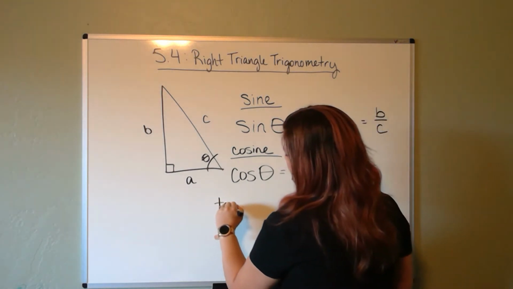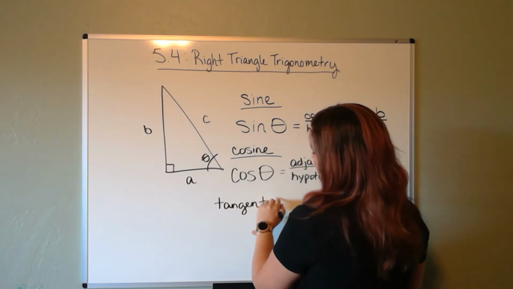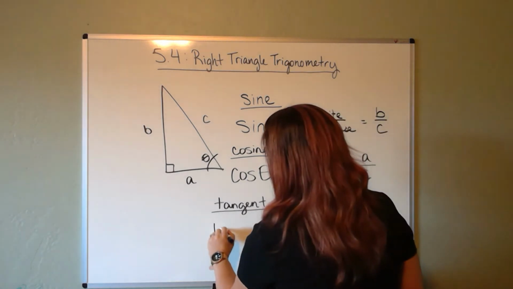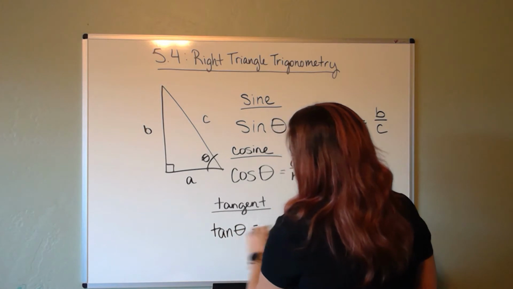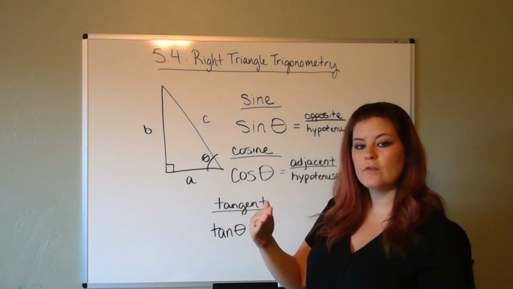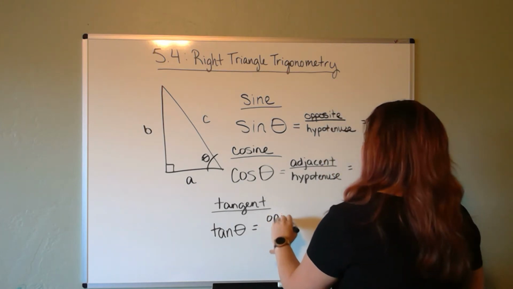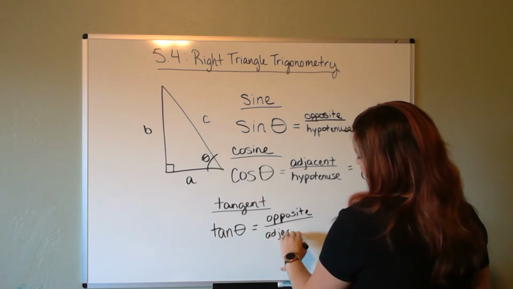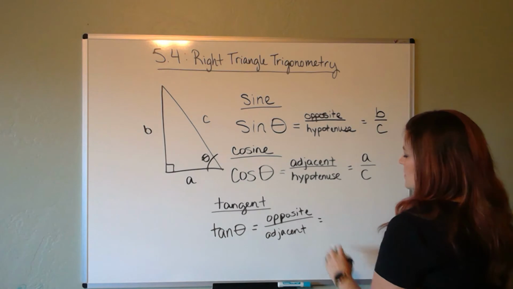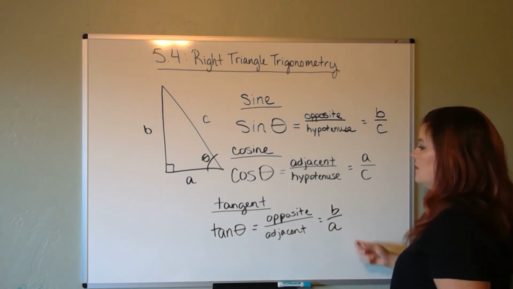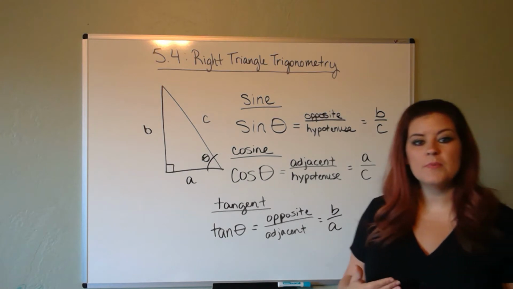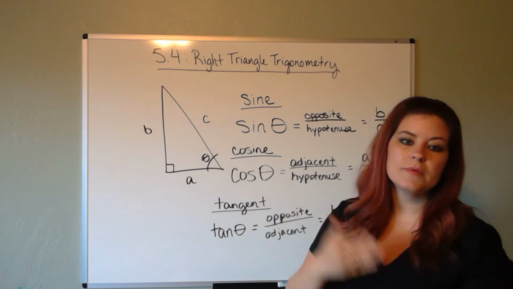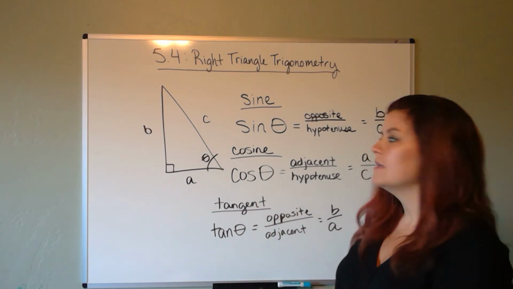Then we have tangent. So tangent is abbreviated TAN, and the tangent of theta is opposite over adjacent. So notice tangent doesn't include the hypotenuse at all. Opposite over adjacent would be B over A. So you get really used to these ratios, but they are something you need to practice to get used to them. Which one goes on top, which one goes on bottom for which function, right?